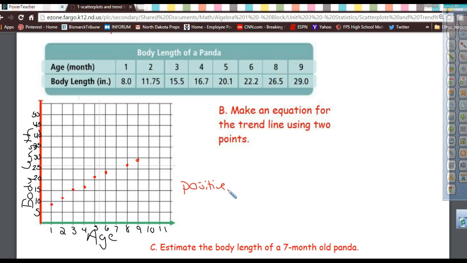So, yeah, we're not doing that this hour. Next hour. Okay, this hour, all we're going to be doing is making our scatter plots and telling what our correlation is. Well, what was our correlation here? Positive correlation because it's increasing, it's going up. Okay? Nothing major, right?